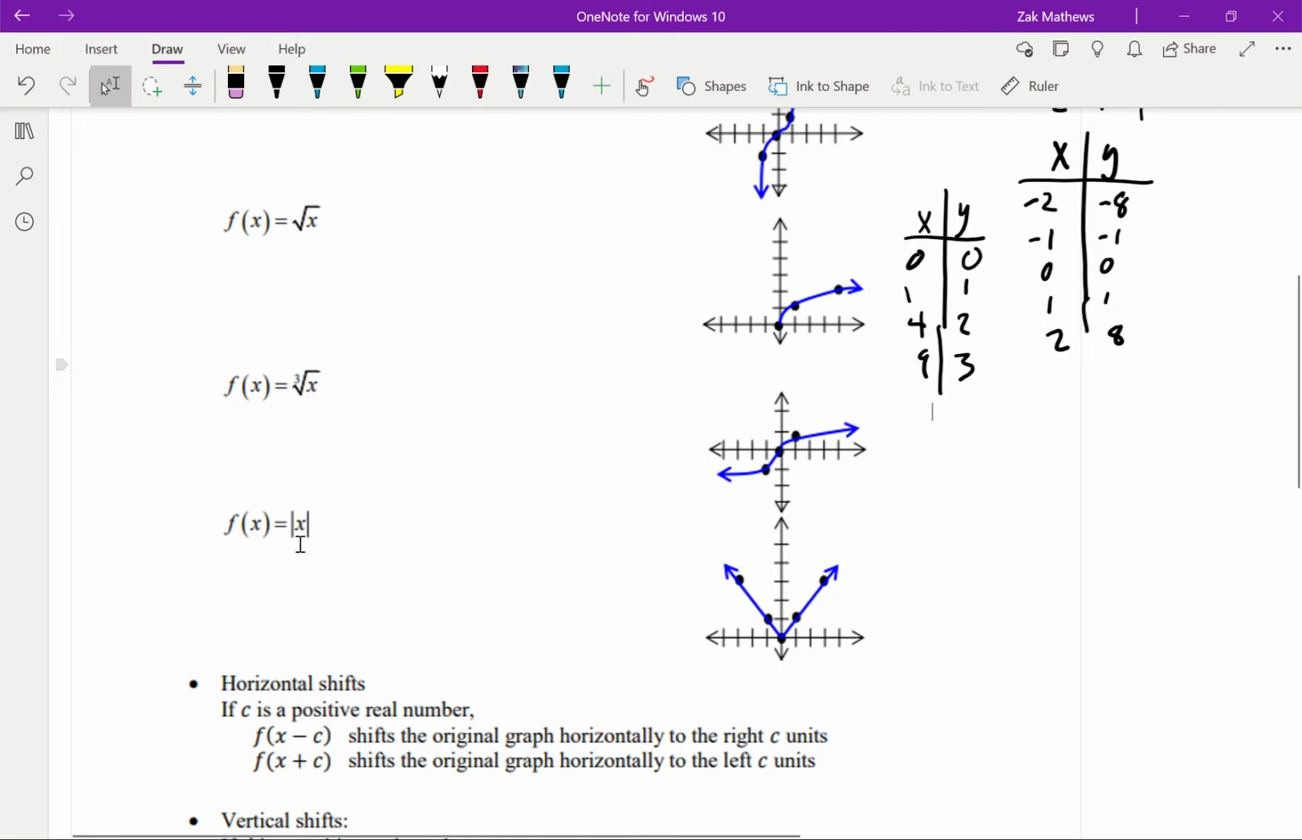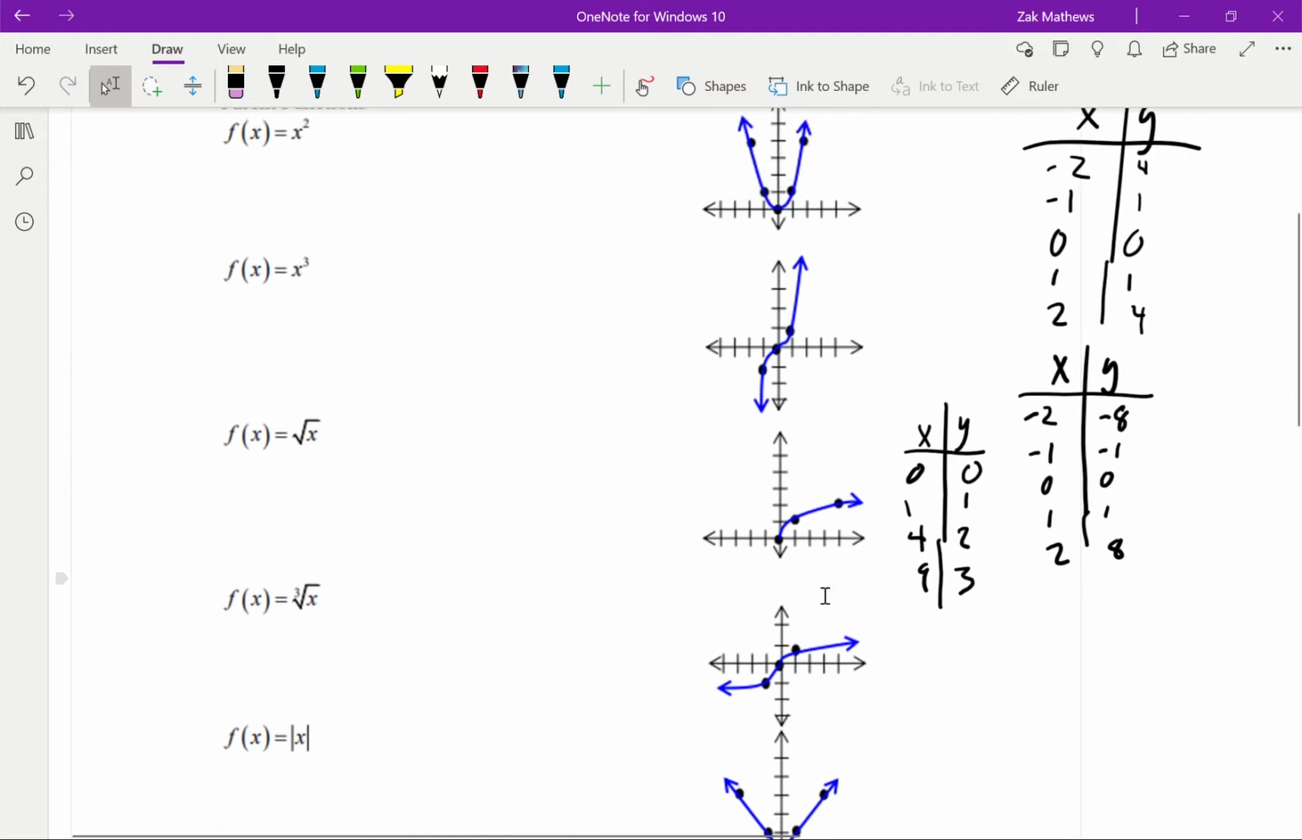And the absolute value is just taking all things and making them positive, not changing their values. But -2, for instance, would be a +2. -1 would be a 1. 0, 0, 1, 1. I've shown, I think, the point 3, 3 here just to give you another point of reference.